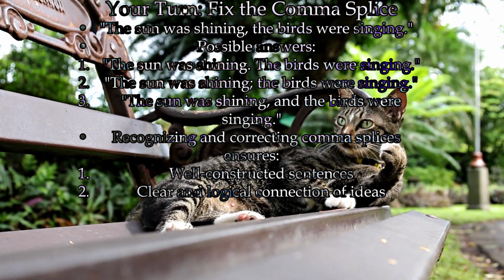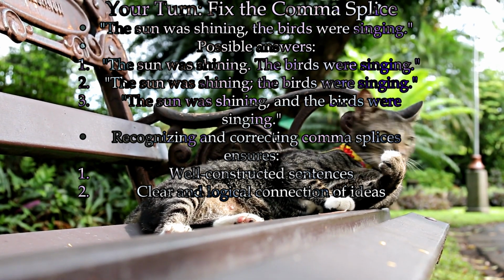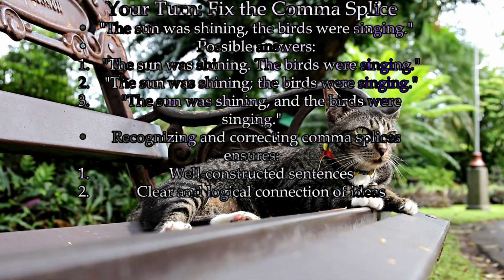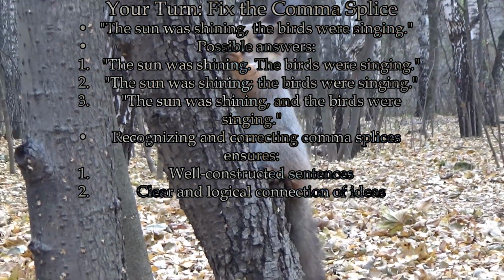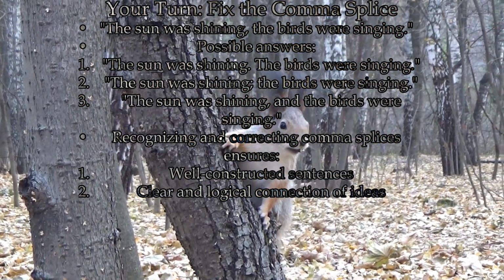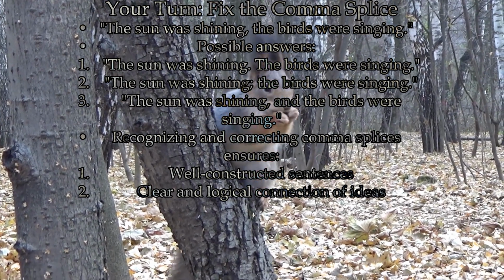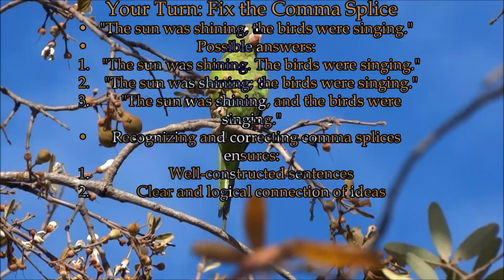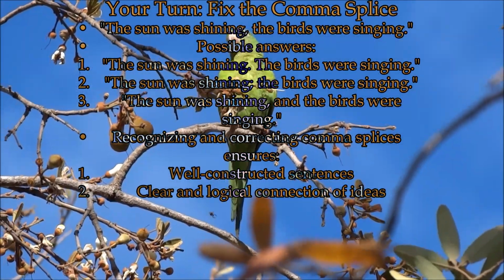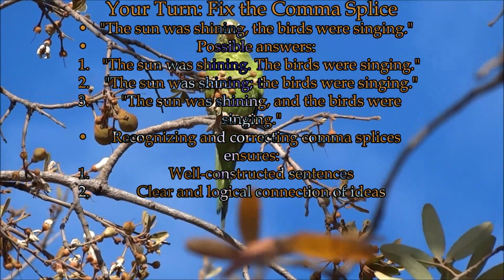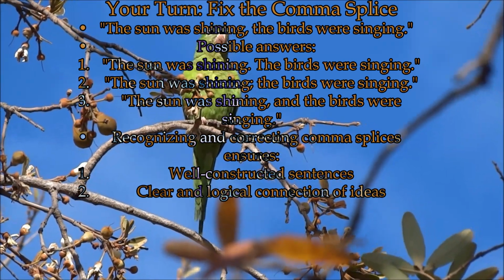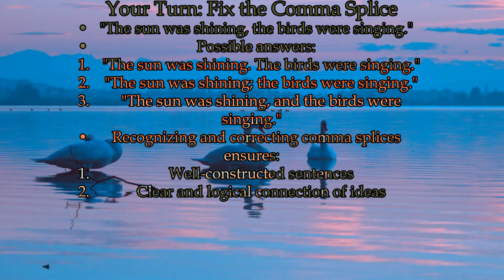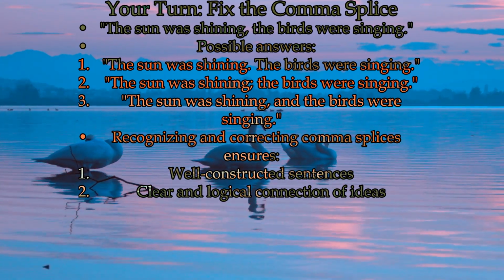Now, try fixing this comma splice on your own. The sun was shining, the birds were singing. Possible answers. 1. The sun was shining. The birds were singing. 2. The sun was shining; the birds were singing. 3. The sun was shining, and the birds were singing. By recognizing and correcting comma splices, you'll ensure that your sentences are well constructed and your ideas are connected in a clear and logical manner.